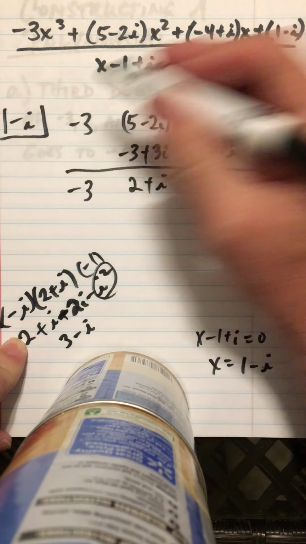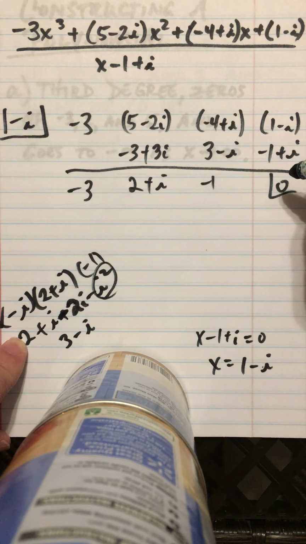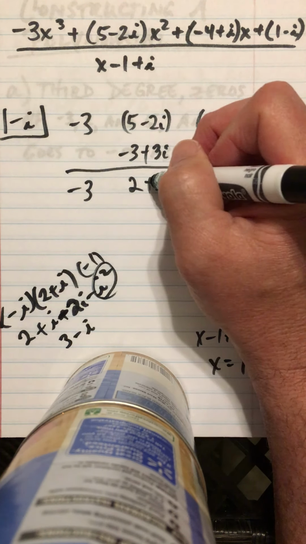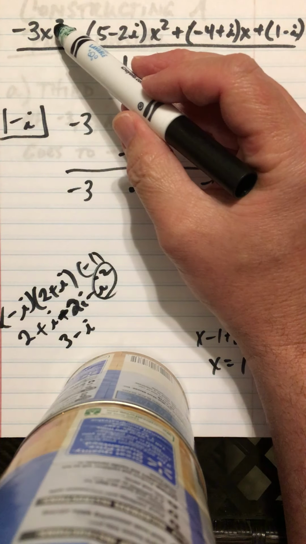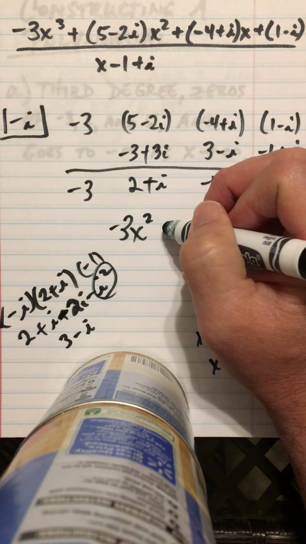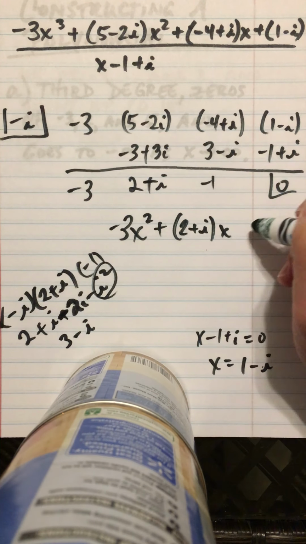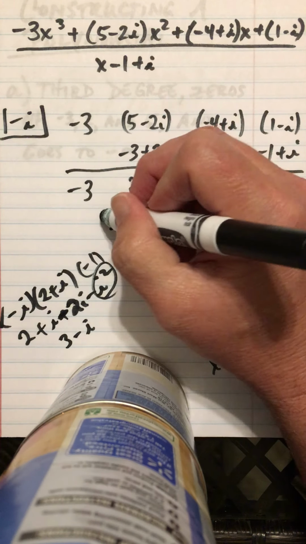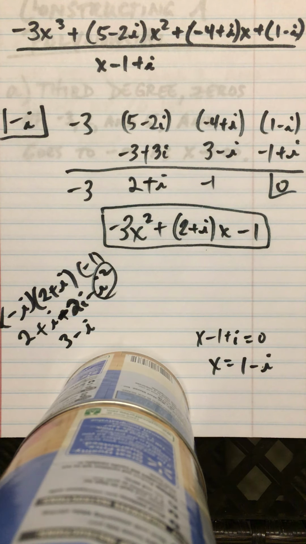Now multiply -1 times both those. It gives you a -1 and a positive i, and when you add those together, it gives you 0 as a remainder. It's kind of ugly, but it's very doable. Don't forget to go back and write your answers. Since that was x to the 3rd, that goes in front of x squared. It'd be -3x squared plus (2 plus i)x minus 1 and no remainder. That's your answer. That was fun.